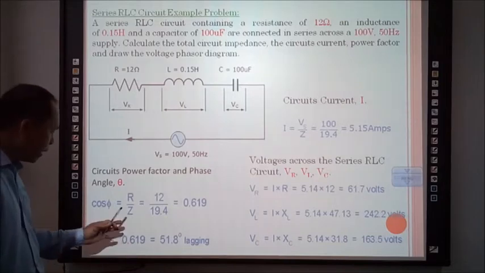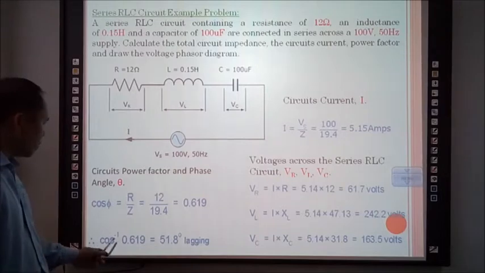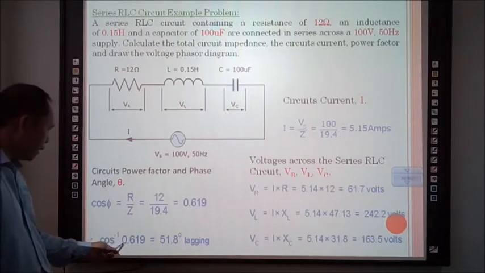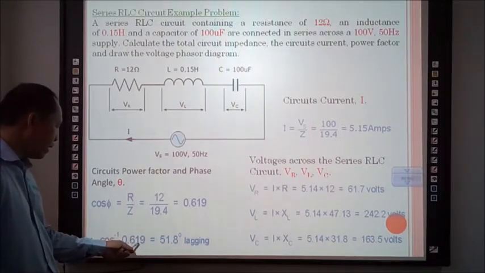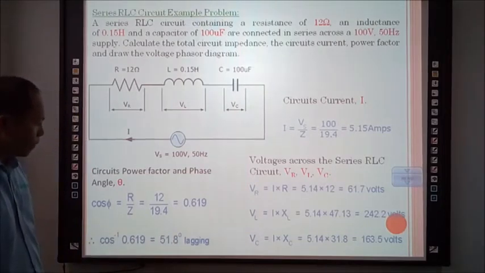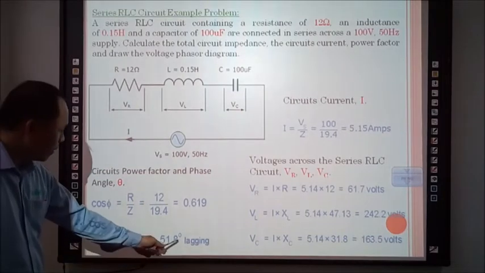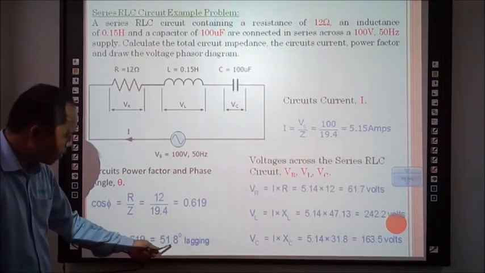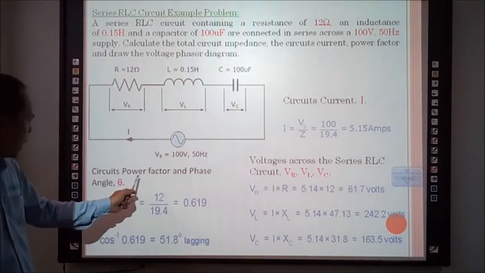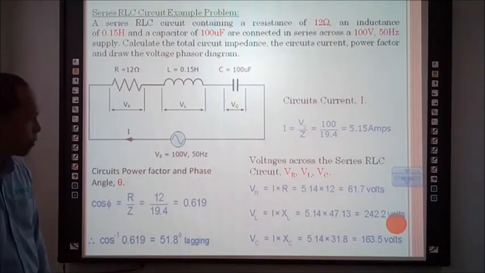Then we have to get the degrees. So you just take the inverse cosine of 0.619, that is equal to 51.8 degrees lagging. Okay, so this is the value of the degrees, or phase angle. We call this one phase angle, 51.8 degrees.